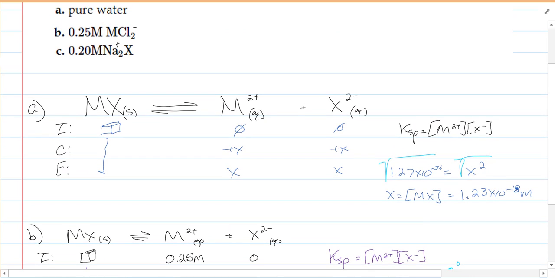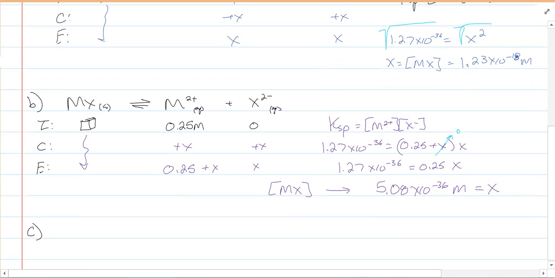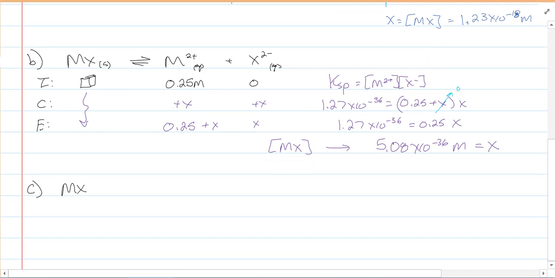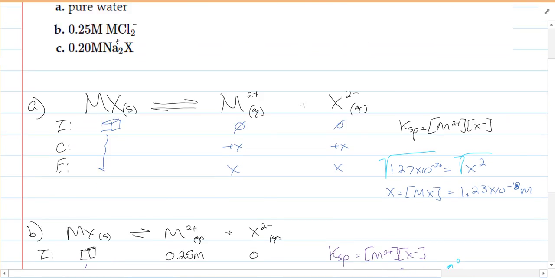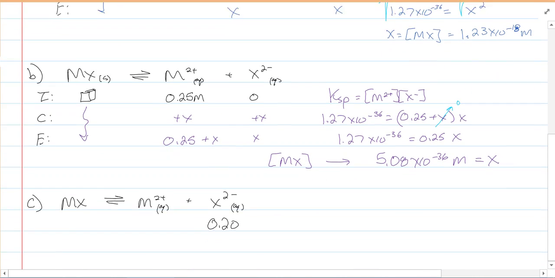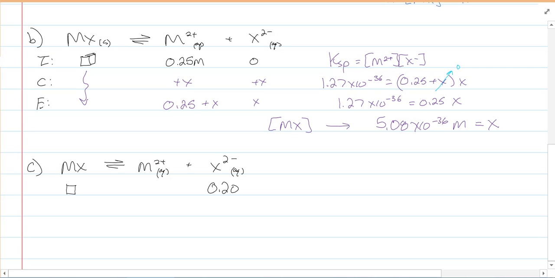So that's B. For C, if I scroll back up to C, I'm in 0.2 molar X. So I still have MX, M2 plus, X2 minus, 0.2, is it 0.20 or 0.2? 0.20 molar. So 20. We have some solid in my ice table. So 0 plus x, x, and x. And we can do the same assumption here.